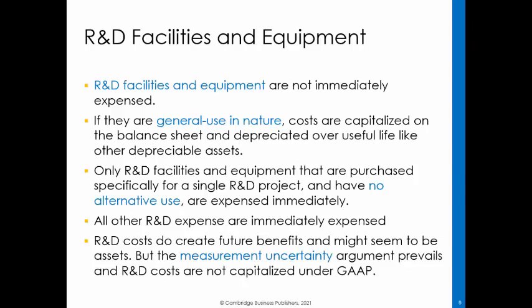It is generally acknowledged that R&D costs, especially development costs associated with clearly defined products for which a workable prototype has been proven, do create future benefits and have the characteristics of assets. However, the measurement uncertainty argument prevails and R&D costs are not capitalized under GAAP. With the exception of general use R&D property, plant, and equipment assets, they are expensed as incurred.